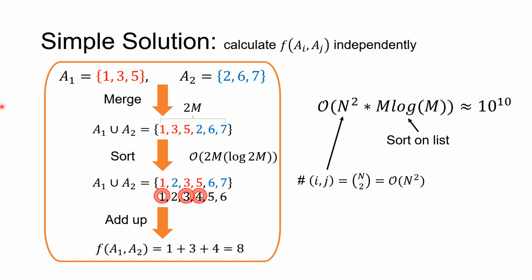The bottleneck of this process is sorting, which takes 2m log 2m time. Now, how many times do we repeat this process? The number of pairs is n choose 2, so we repeat it approximately n squared times. Therefore, the total time consumption exceeds the time limit because it is about 10 to the 7th.